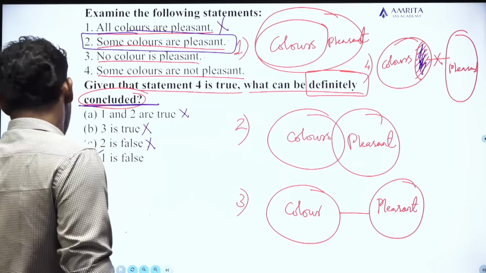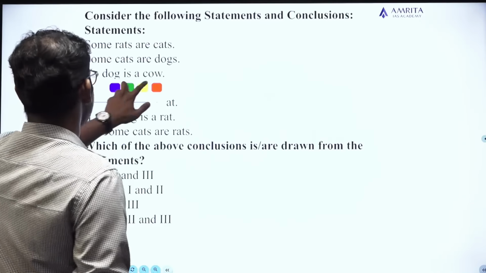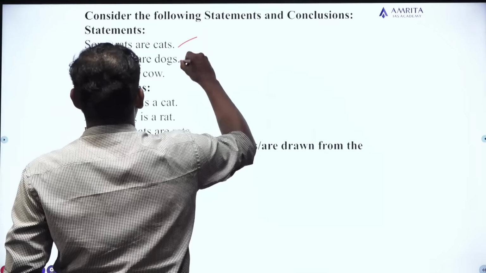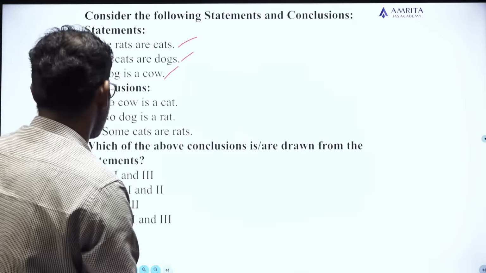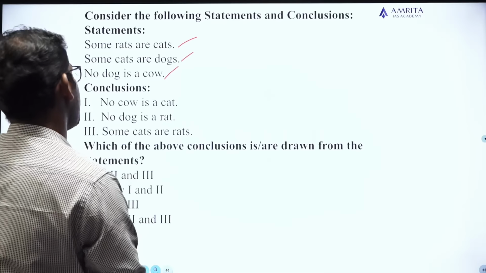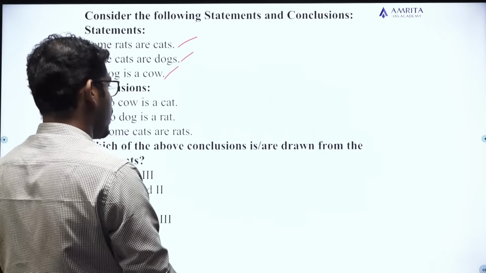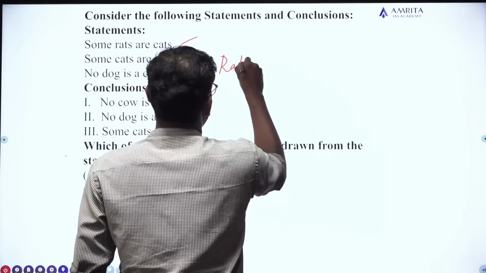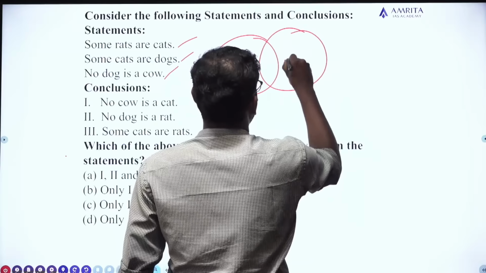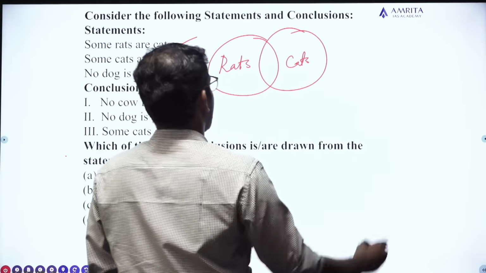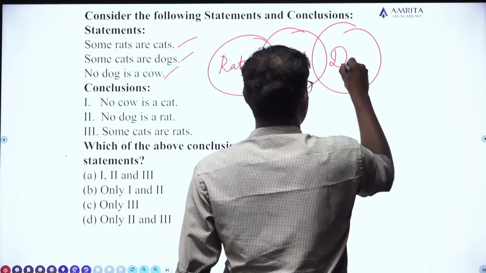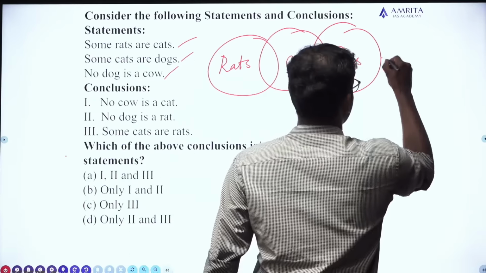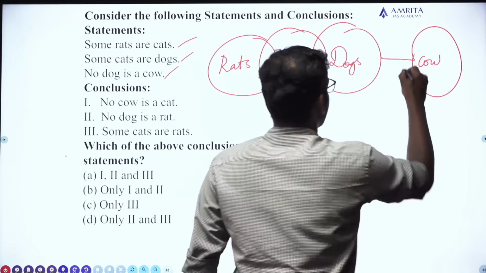Clear? Okay. Next question. Consider the following statements and conclusions. The statements are: some rats are cats, some cats are dogs, no dog is a cow. Conclusions: no cow is a cat, no dog is a rat, some cats are rats. Which of the above conclusions is or are drawn from these statements? Okay, let me draw the Venn diagram first. The first one is some rats are cats. Some cats are dogs. No dog is a cow.